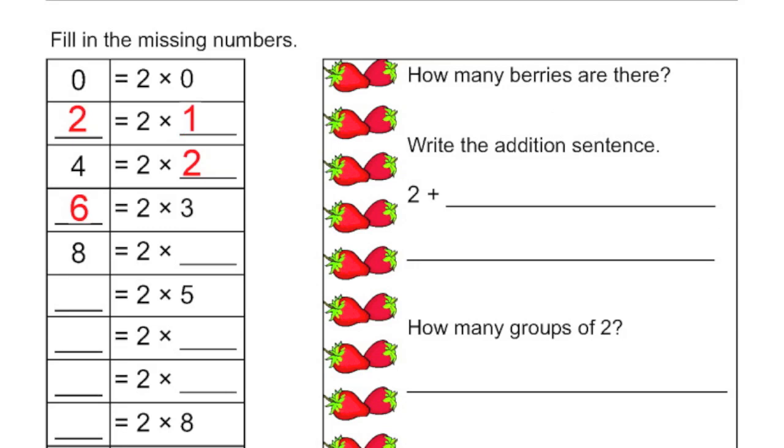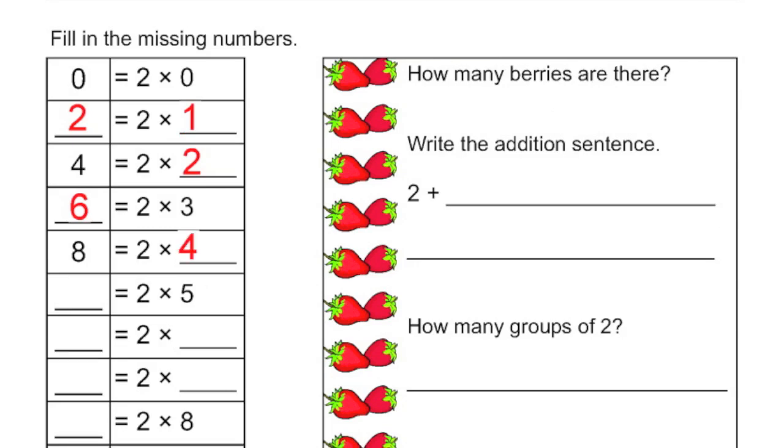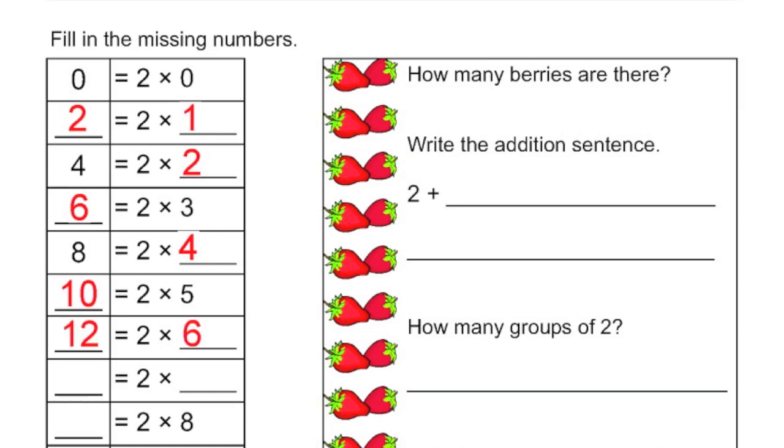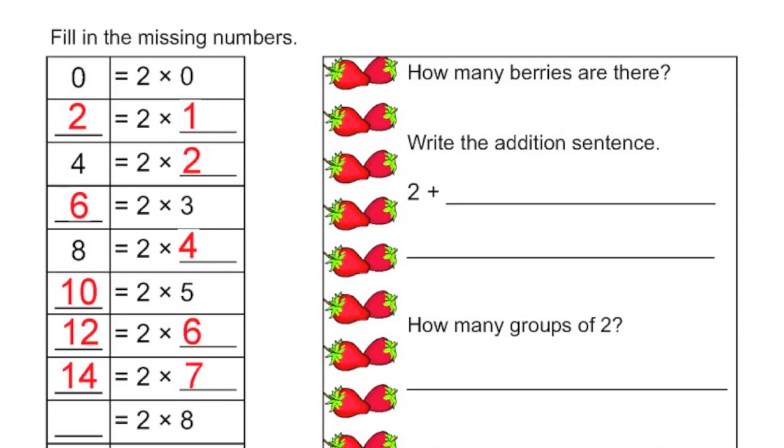8 is now equal to how many groups of 2? That would be 4. And following this pattern down, it's just like we did earlier. So 2 times 5 is going to give me 10. 2 times 6 is going to give me 12. 2 times 7 is going to give me 14. I'm adding 2 on the left column, and I'm adding basically 1 to the number on the right.